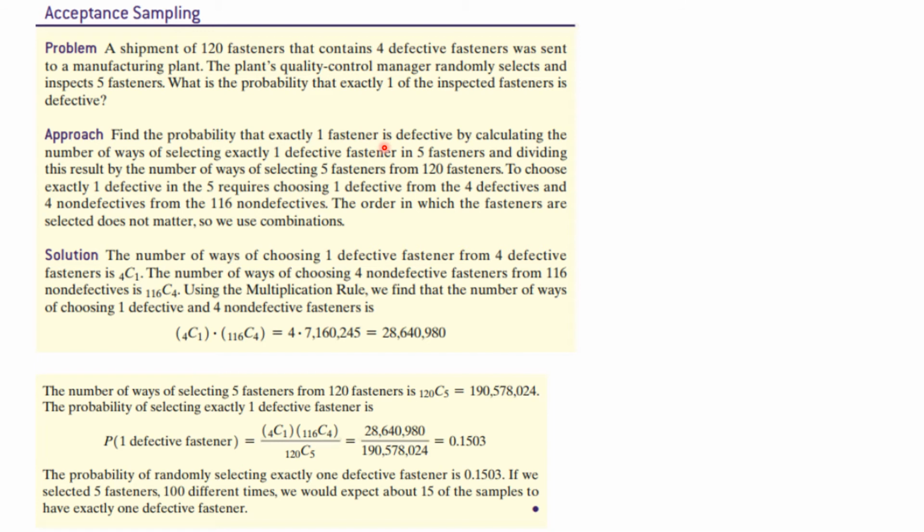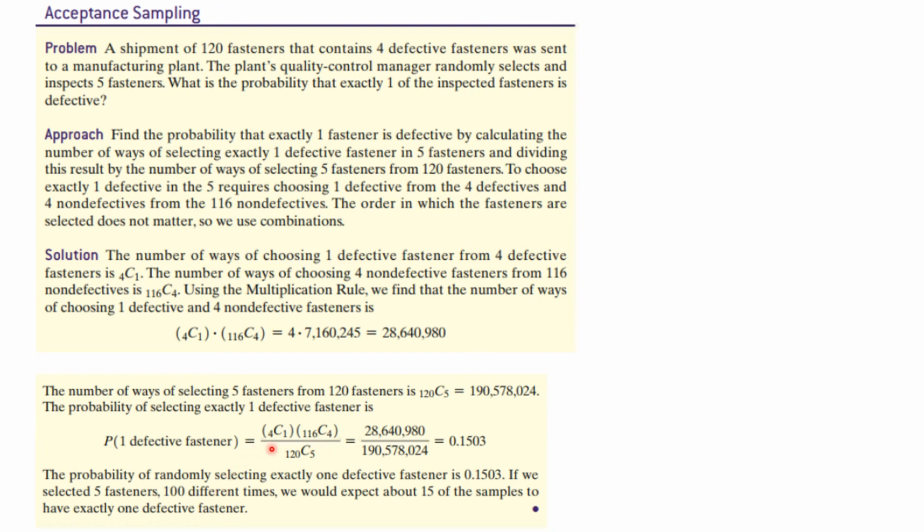Okay, so to find the probability that exactly one fastener is defective, we calculate the number of ways we can select exactly one defective fastener in 5 fasteners, and divide that by the number of ways in which 5 fasteners can be selected from 120 fasteners. To choose exactly one defective means that we're choosing 4 from the remaining non-defective ones. I don't know if this helps a whole lot reading this, but let's look at what happens.